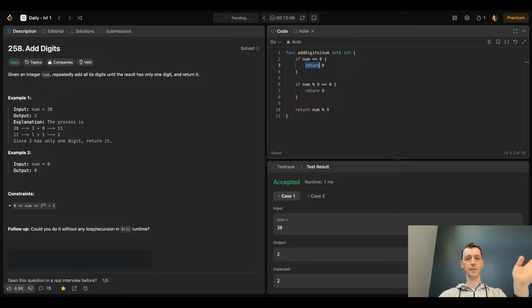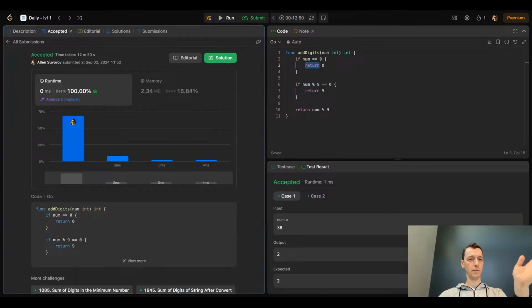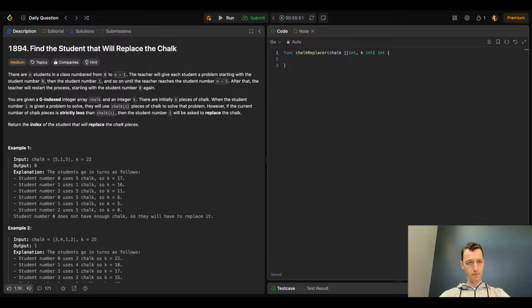And we run the code, and we get our answer. So that's the solution. And we'll get to the next one, the medium level problem, in a minute.